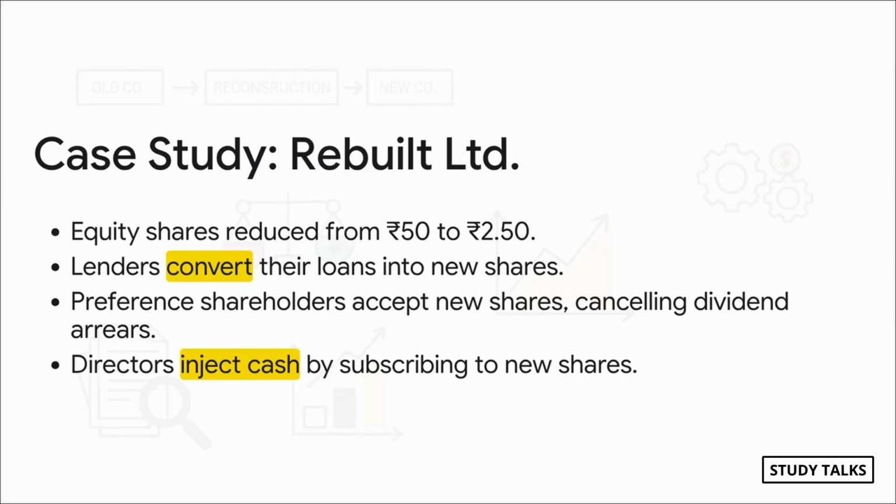Okay, let's look at one more variation, because ICAI loves to add little twists. In this case of Rebuilt Limited, notice the different things going on. The lenders are converting their loan directly into shares. This is a really common move in real-world restructurings, and definitely a favorite of ICAI, this whole debt-for-equity swap. But the core process is exactly the same. Gather the sacrifices into the capital reduction account, and then use that fund to write off all the losses.